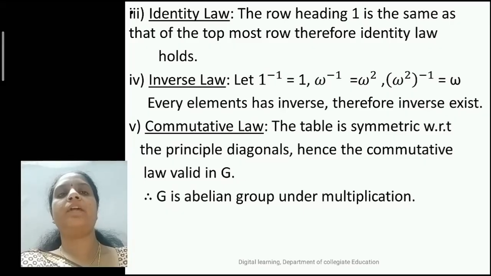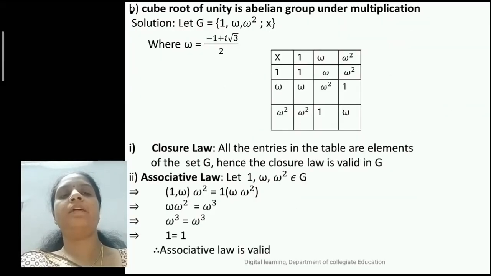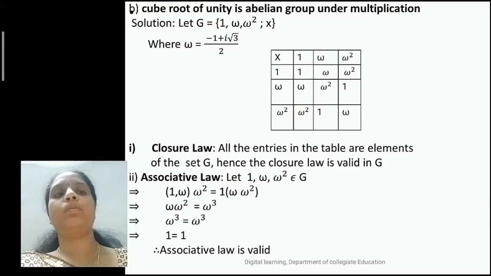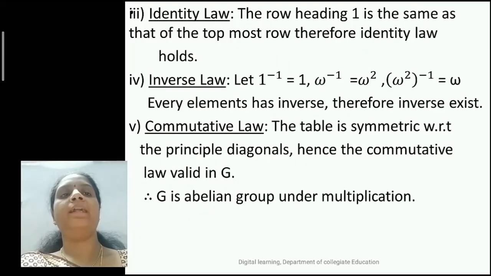So therefore, associative law is verified. Next, to verify the identity law, as we have verified in the previous case, the topmost row has the elements 1, omega, omega square. The second row is the same elements repeated. Therefore, the identity element here is 1. The row headed by 1 is the same as the topmost row, therefore identity law holds.